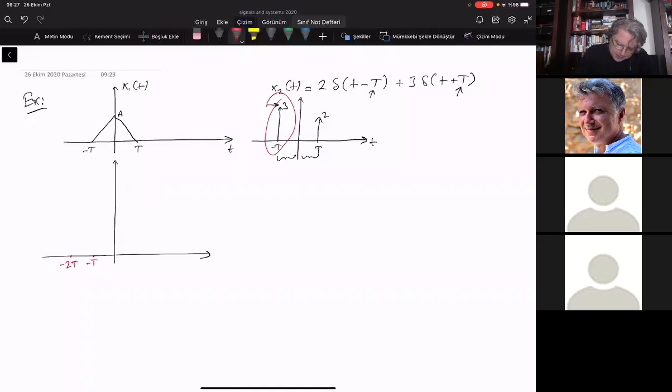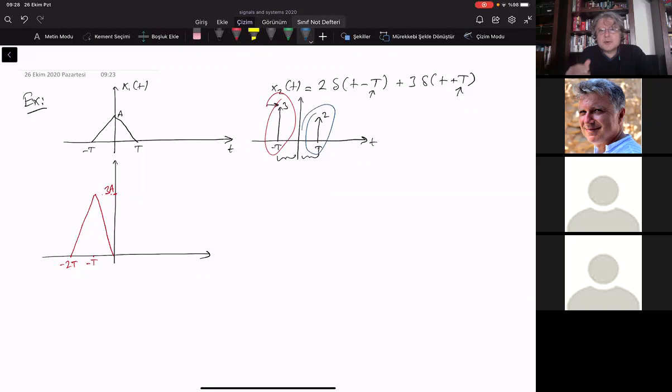So now we have a different triangle, but it's the same shape, as you see. It's the same triangle. And this peak value is 3a. It was originally a, because the magnitude of the impulse is 3. Now it becomes 3a. Simple. You just move the shape according to the position of the impulse and scale according to the magnitude of the impulse.